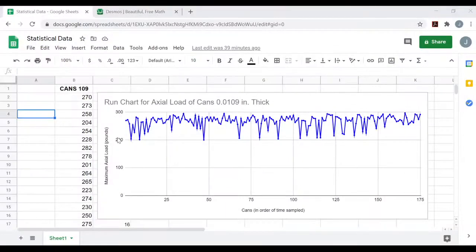Again, in this run chart here, I'm not really seeing a pattern where I could figure out, like, hey, if I took 10 more cans tomorrow, I couldn't predict really where those cans' maximum axial loads would be, right? Because I'm not seeing a pattern here. I'm not seeing something that I could predict the future with, and that's good, right?